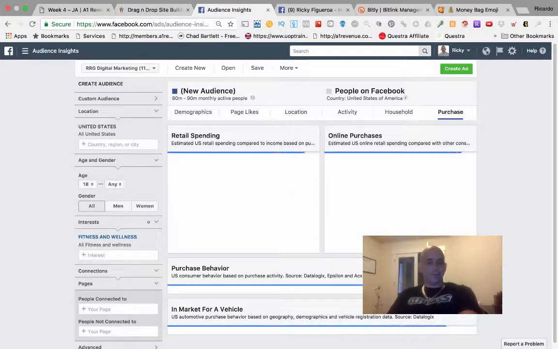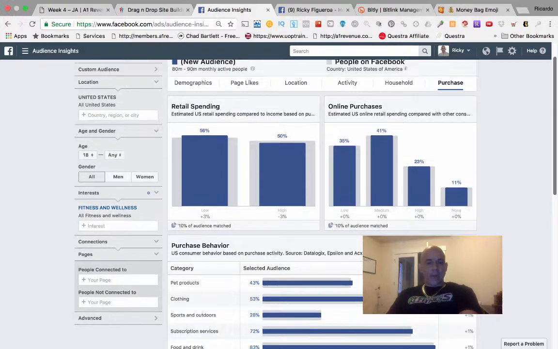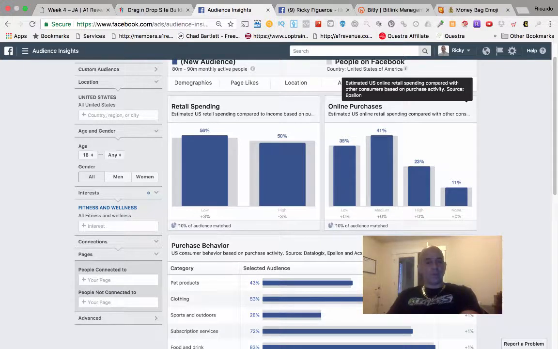Purchase behavior. Right now, this is telling you that 41% are medium buyers. So this is a good audience. They like to make online purchases. So guess what? This is another targeting that is included in Facebook, and I'm going to show you that when we cover how to create the ad.